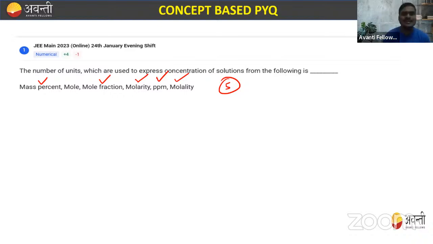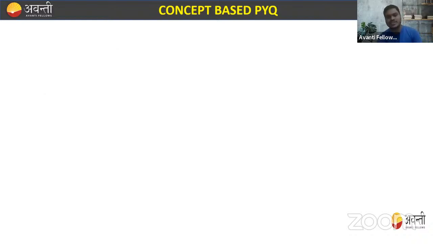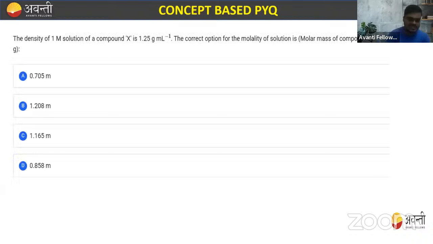Which 5 quantities? That is the mass percentage, mole fraction, molarity, and molality, and one more, that is ppm, parts per million. So these quantities we basically use for calculating the concentration of the solution. ठीक है? So I hope यहाँ तक सबको clear है. ठीक है? चलो. So we are going to solve the next question.